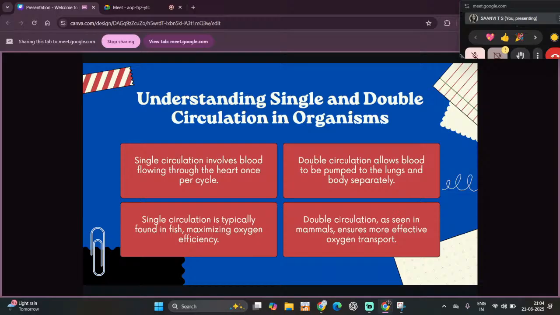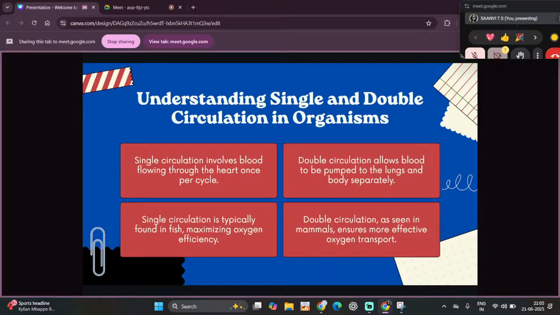For fishes, which have single circulation, the fish's heart pumps dirty deoxygenated blood to the gills. In the gills, the blood picks up oxygen and becomes clean. This clean blood then flows directly from the gills to all parts of the body. After giving oxygen to the body, the dirty blood comes back to the heart. So essentially, the blood only comes to the heart once to get oxygenated.